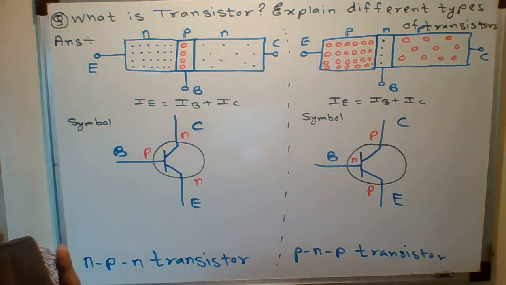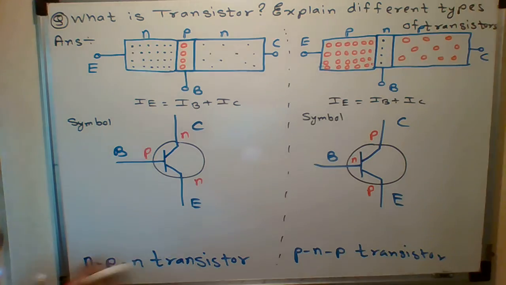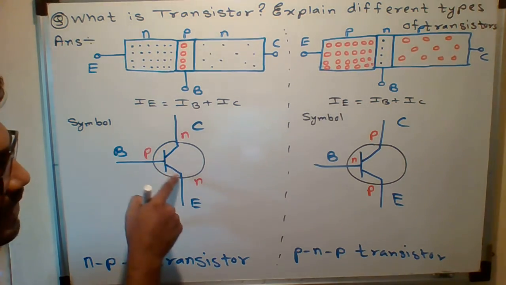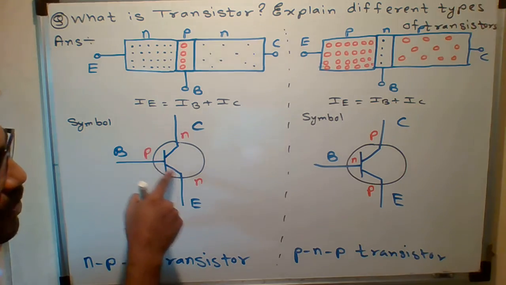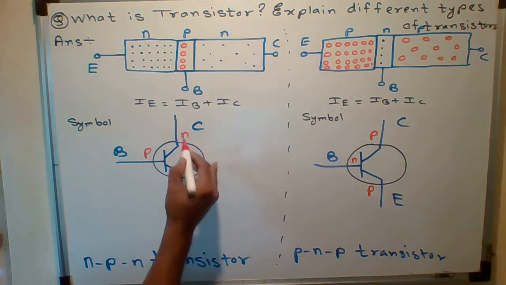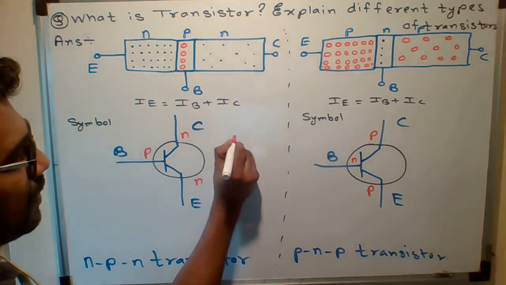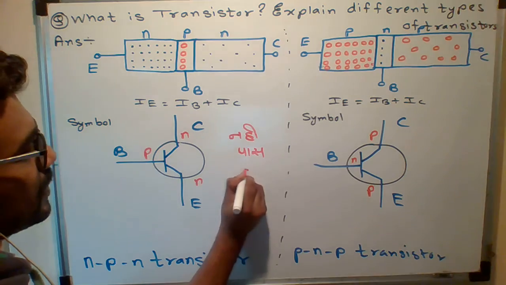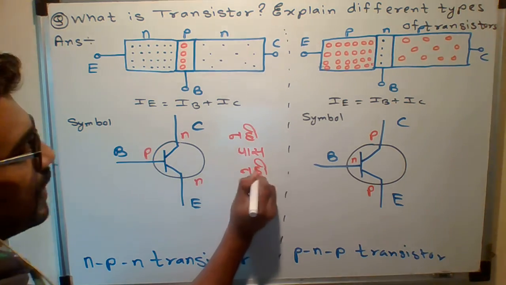So students, there is one arrow. One arrow decides whether the transistor is NPN or PNP. The arrow is always between base and emitter region, on that particular line. So the arrow is between base and emitter. How to remember? Students, I will just say: "nahi pass nahi".